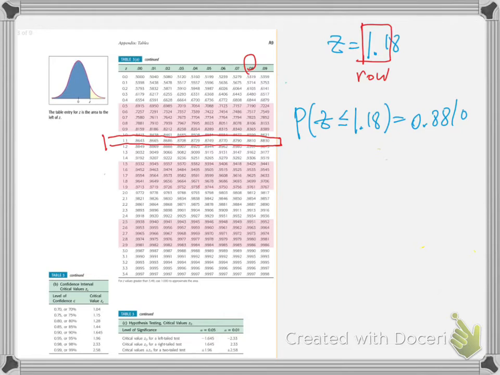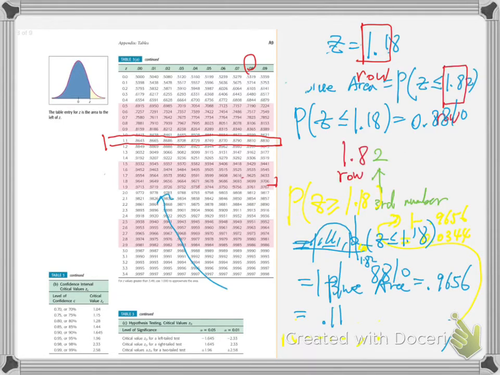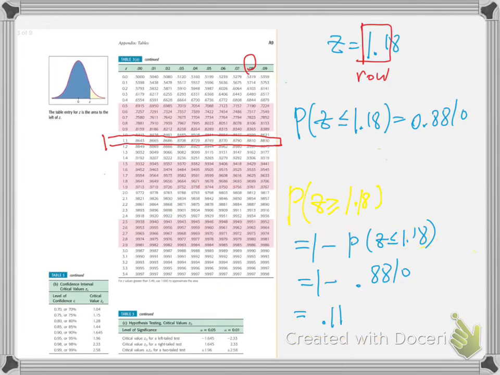Now you want to find the yellow area. The yellow area means greater than, so this will be 1 minus the blue area. This is 1 minus 0.8810, so this is 0.1190. That's our second example.